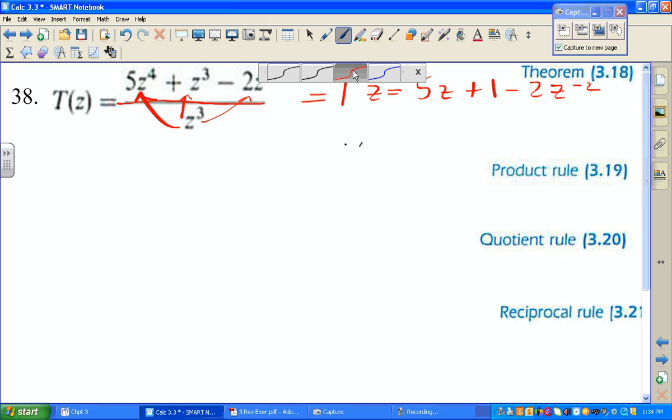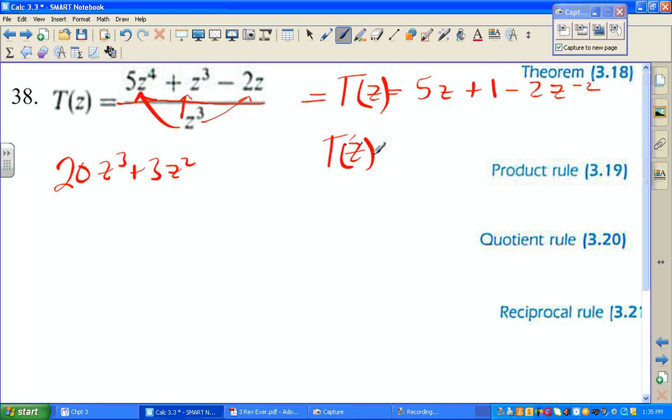A lot of people probably just saw the quotient bar and decided, quotient rule, I'm going to start in on that and start writing the derivative, 20z cubed plus 3z squared. And then some people say, oh wait, you can simplify first and just do the power rule to take the derivative. You end up with 5 plus 4z to the negative 3. They both will end up the same. But some people see the shortcut and some people don't. You can continue on with the quotient rule if you want.